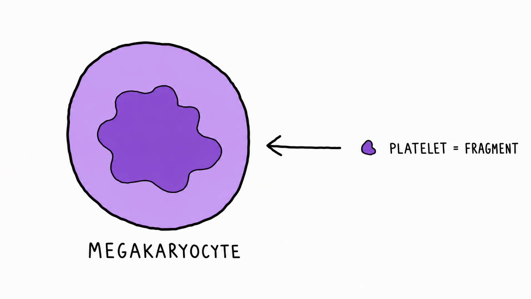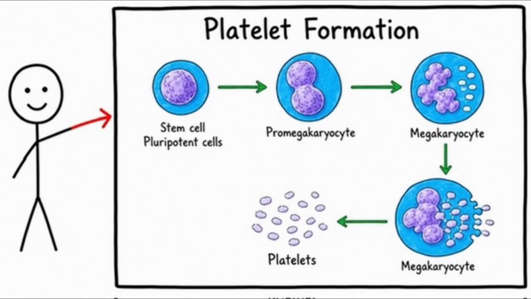Now let's talk about platelets. Platelets are basically cytoplasmic fragments of a megakaryocyte. And a megakaryocyte is like this big, just humongous cell, and it's formed from a stem cell in the red bone marrow, as you can see here in this little pathway.